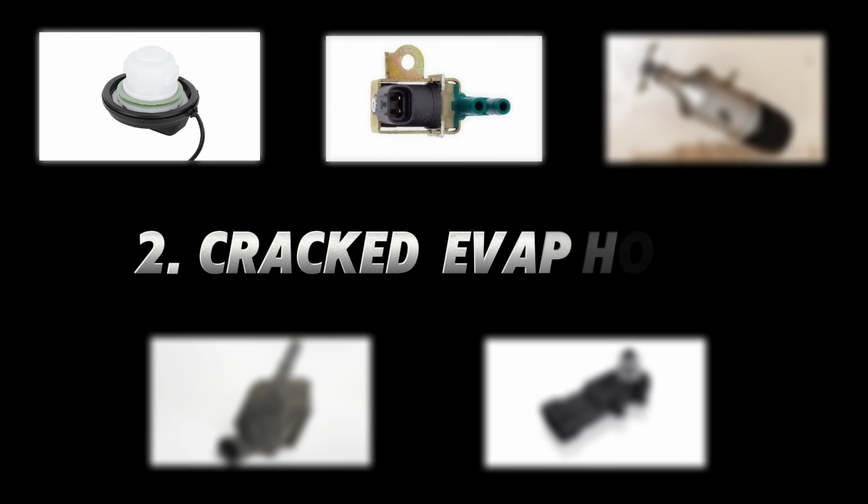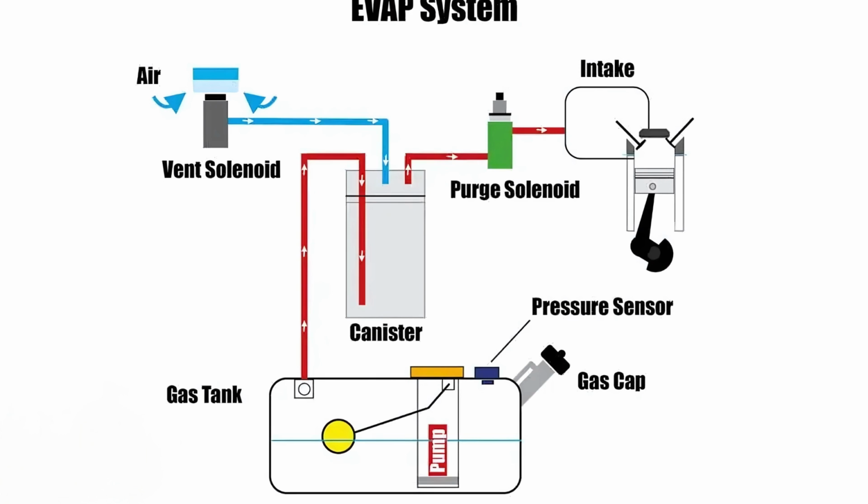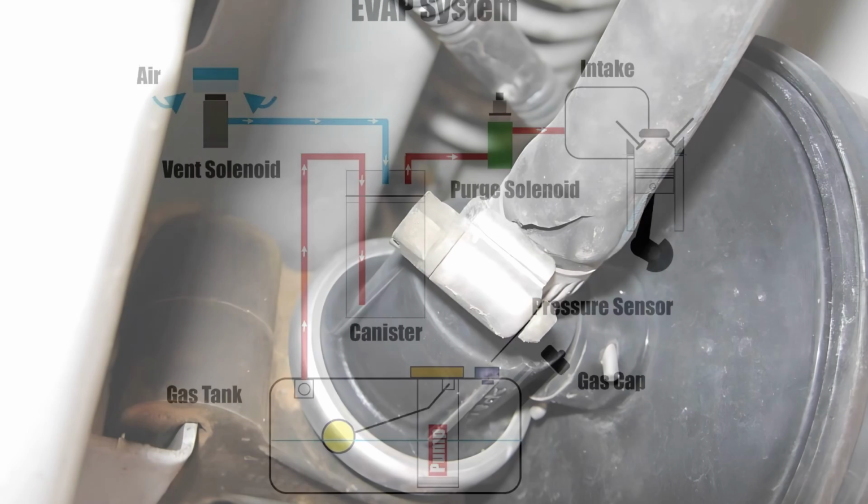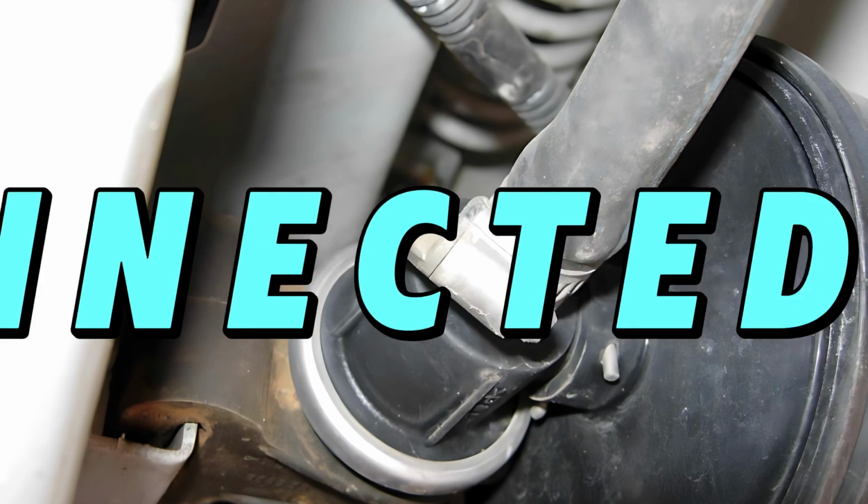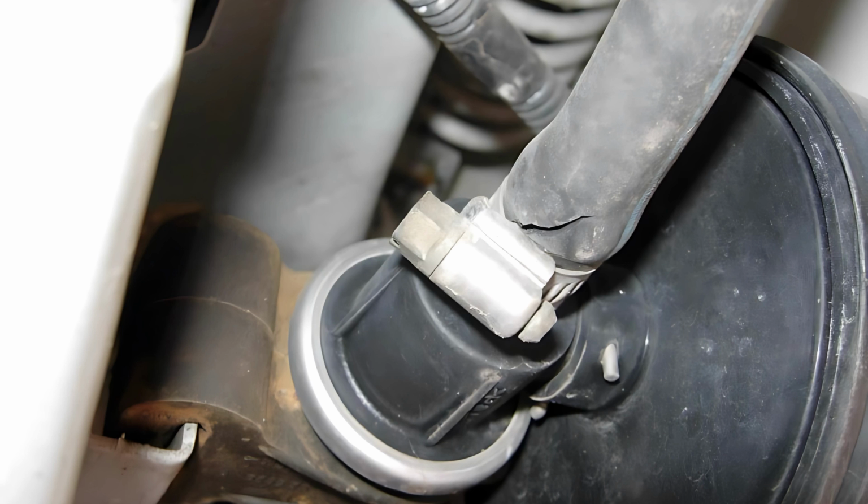Number 2. Cracked or disconnected EVAP hoses. The EVAP system consists of multiple hoses that carry fuel vapors from the fuel tank to the charcoal canister and then to the engine. Look for cracks, dry rot, or disconnected hoses and replace any damaged parts.